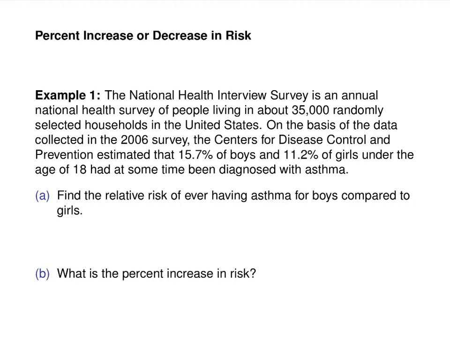Okay. And then the percent increase or decrease in risk. I think that this one is best explained in an example. So I'll tell you, it's going to be relative risk minus 1 times 100%, and that's going to give you the percent increase or decrease in percent form, but we'll have an example and I'll tell you where the formula comes from in the example.